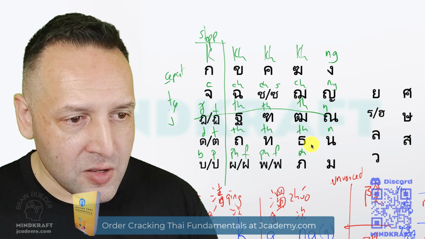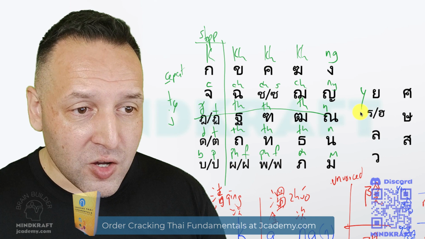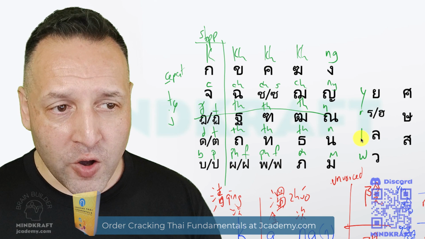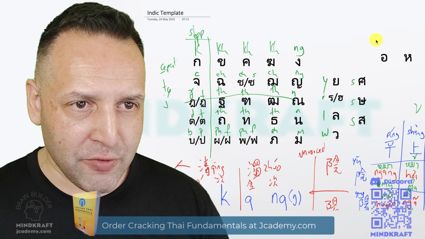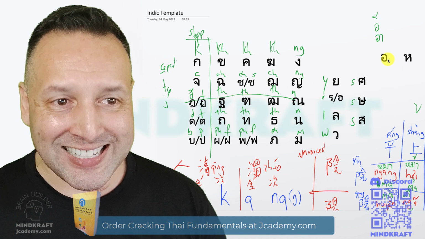Now we have this ya, ra, la, wa. This was actually originally a verb, but it turned into a wa. These are semi vowels. This was originally sha, sha, sha. So you could put those, but I'm just going to put those sa, sa, sa. This one is a stop throat. And basically, it's whatever the vowel is. So if I wrote this, it would be ah. If I wrote this, it would be e. So I don't actually have a letter that I need to make up for this.